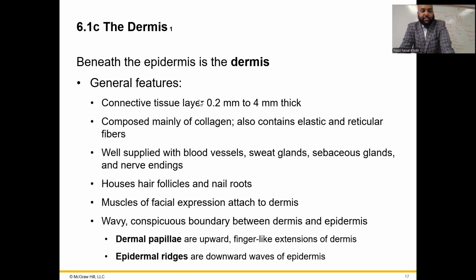Then right beneath the epidermis is the dermis. The dermis is a connective tissue layer, 0.2 to 4 millimeters thick. It is composed mainly of collagen, and it also contains elastic and reticular fibers. It is well supplied with blood vessels, sweat glands, sebaceous glands, and nerve endings. There is a wavy, conspicuous boundary between the dermis and epidermis, and that is known as the dermal epidermal junction.